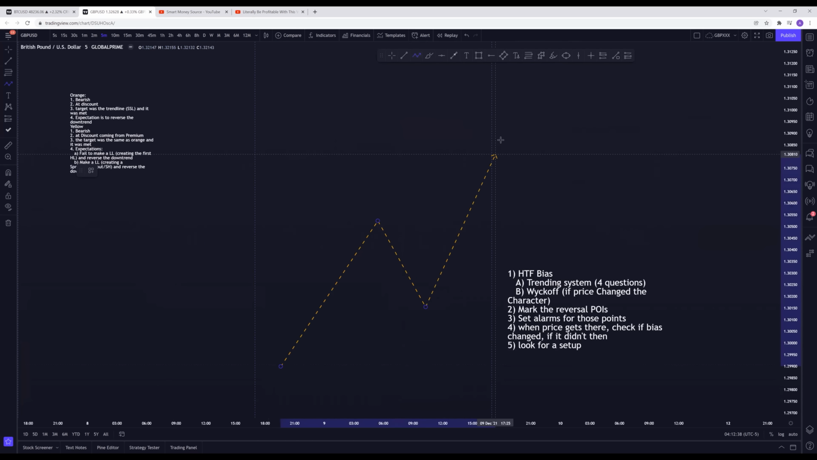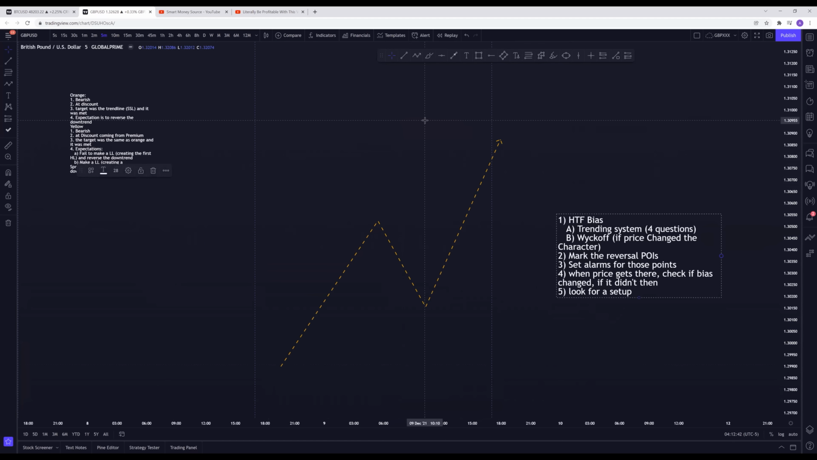Price made a higher low and now we are making a higher high. In terms of probabilities, price is more likely going to initiate a retracement rather than just continuing higher. So most of the time when price is at a premium level, it's more likely going to retrace.